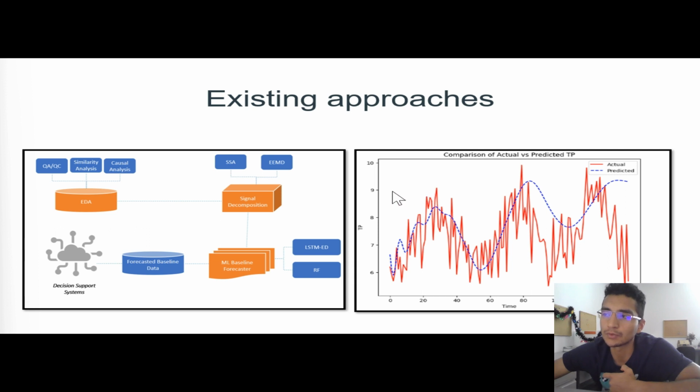As I mentioned, I have been working on this project, and we implemented a previous stage that provided some interesting results. That was combining signal preprocessing techniques, signal decomposition techniques, with some time series forecasting algorithms: an LSTM with an encoder-decoder component, and random forest. As you can see on the right panel, we observe some interesting results.